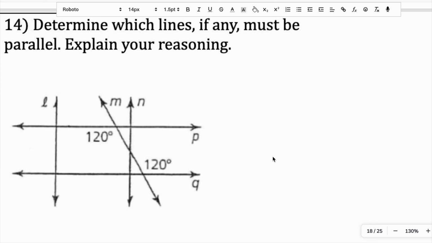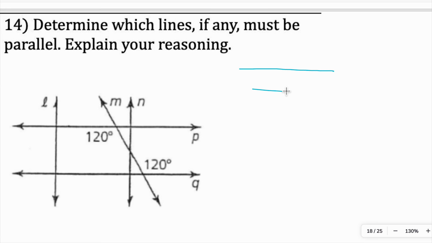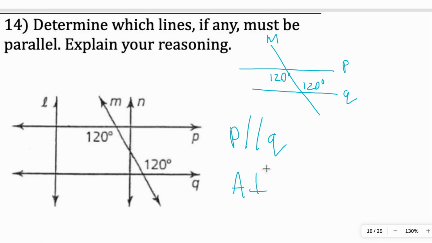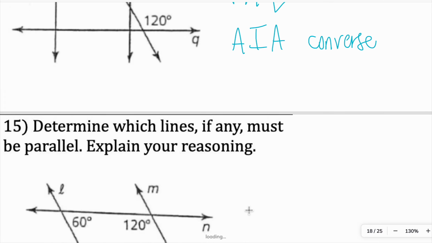14, determine which lines, if any, are parallel and explain your reasoning. So if we're looking at our lines, I know it's kind of tricky here because N is coming through here, but if you just focus on here's P, here's Q, and then here's M. M is creating this 120-degree angle, and it's also showing this is 120 degrees. So we can say that P is parallel to Q because of alternate interior angles converse, showing that these two are equivalent angles, so therefore I can have parallel lines.